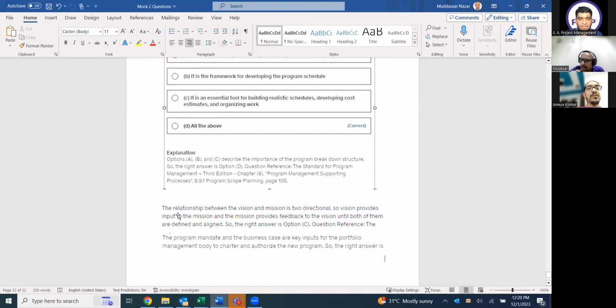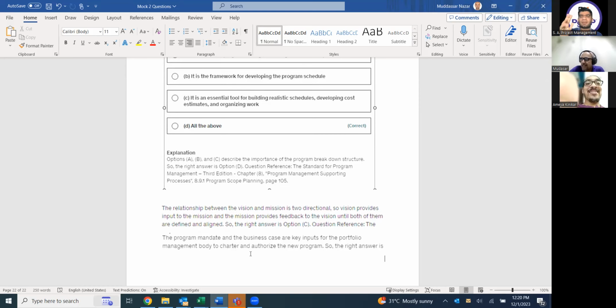The last question was a concept that I wanted to clear. This was a description on one of the questions. The relationship between vision and mission is two-directional. So vision provides input to mission, and mission provides feedback to the vision until both of them are defined and aligned. I couldn't understand. The question was, what is the relationship between vision and mission? One direction or two directional?